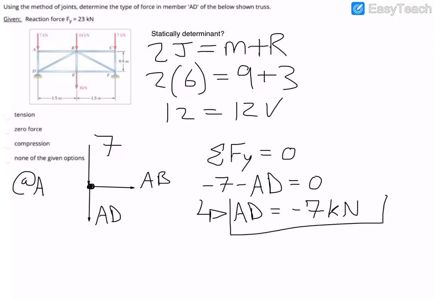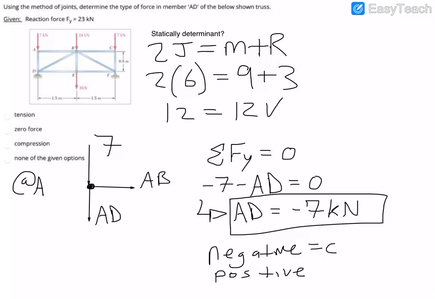And with that in mind, we know that if there's ever a negative force, then you have compression. And if there's ever a positive force, then you have tension. So that being said, we have compression of 7 kilonewtons, which means the correct answer is compression.